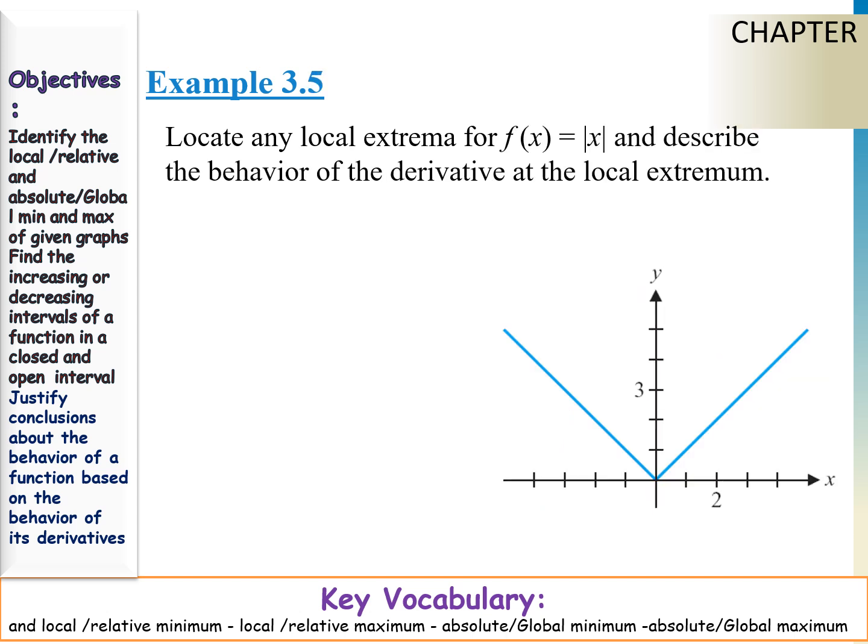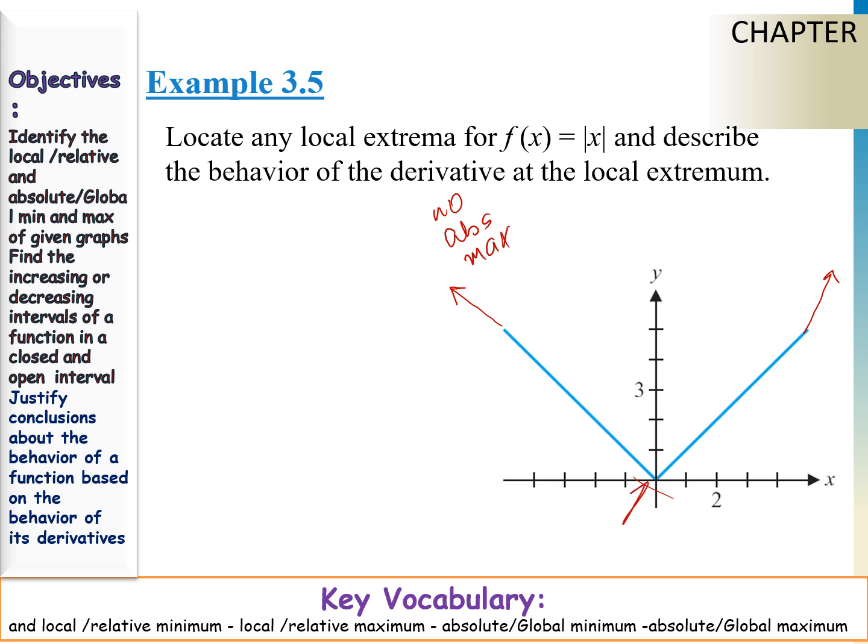Look at this graph. Do you have any absolute maximum? Look at this. This graph is going up and up. From this side also going up and up and up. So we have no absolute maximum. So this is the first thing. We have no absolute maximum.